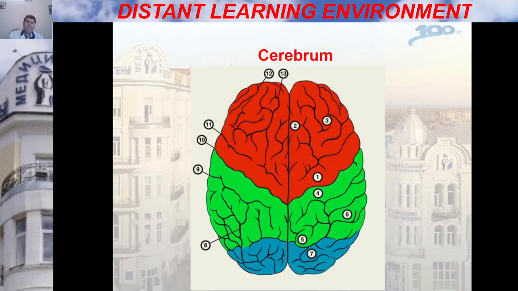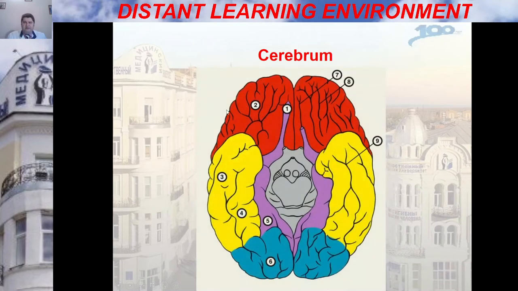So you may see the parts of the hemisphere here. In red color, you may see from superior view the frontal lobe. In green color, you may see the parietal lobe. In blue color, you may see the occipital lobe. In yellow color, you may see the temporal lobe.